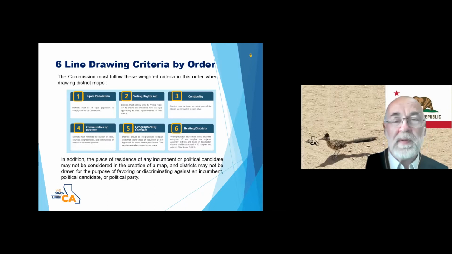Second, districts must comply with the Voting Rights Act to ensure that minorities have a fair opportunity to elect representatives of their choice. Third, districts must be drawn contiguously so that all parts of the district are connected to each other. Fourth, and this is kind of the heart of the matter, districts must minimize the division of counties, cities, neighborhoods, and communities of interest to the extent possible.